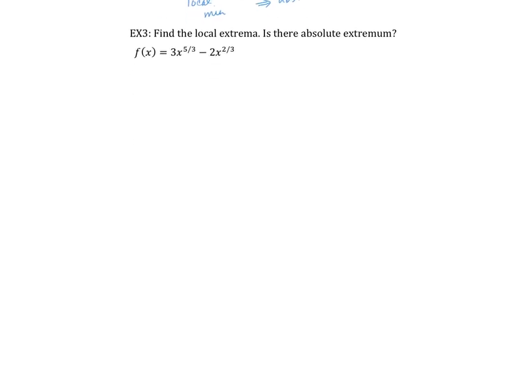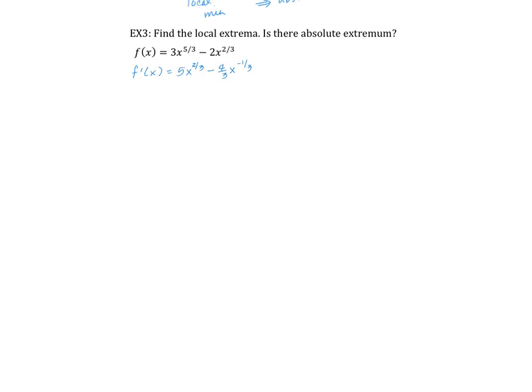In example 3, we don't have a graph, we just have the function, and we need to find all the local extrema. So the first thing I'm going to do is find the first derivative, and then figure out where it's 0 or undefined to find critical points. And then I'm going to test to see if the derivative is positive or negative to find my local extreme values. So the first derivative is 5x to the 2/3 minus 4/3 x to the negative 1/3.